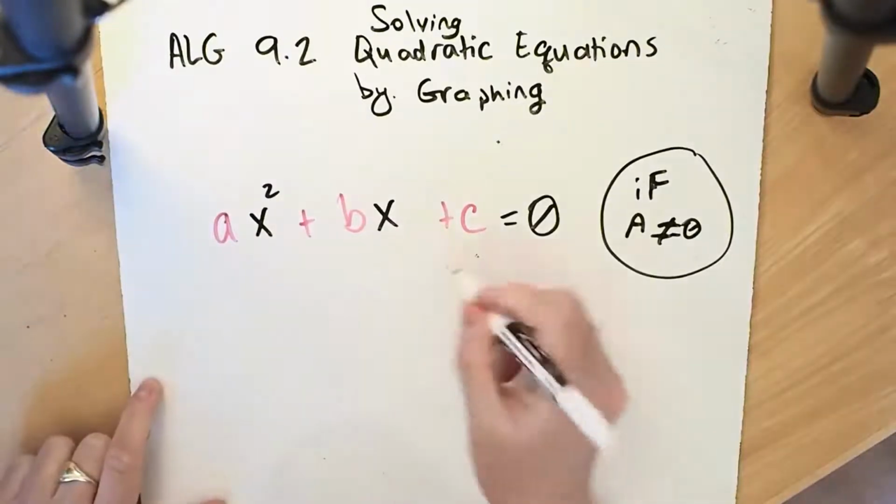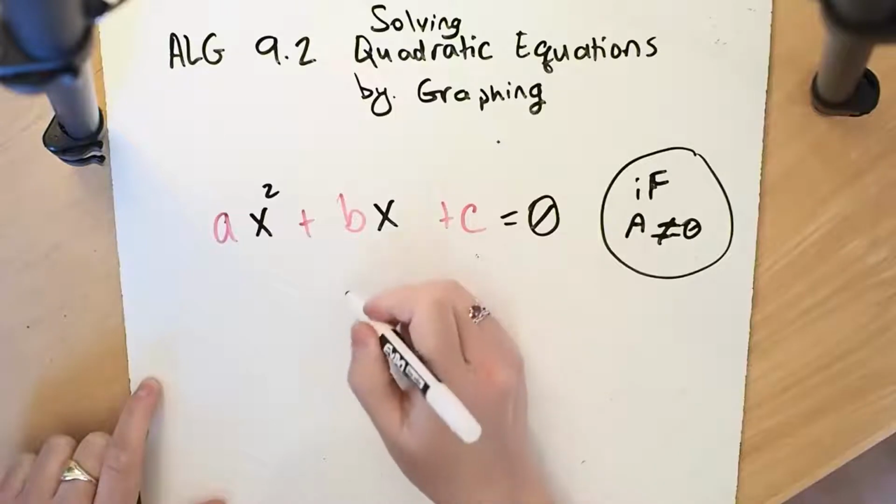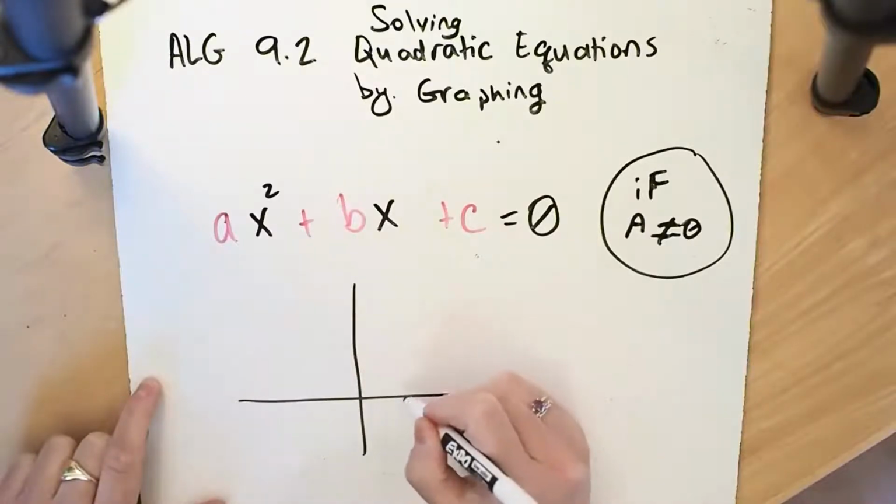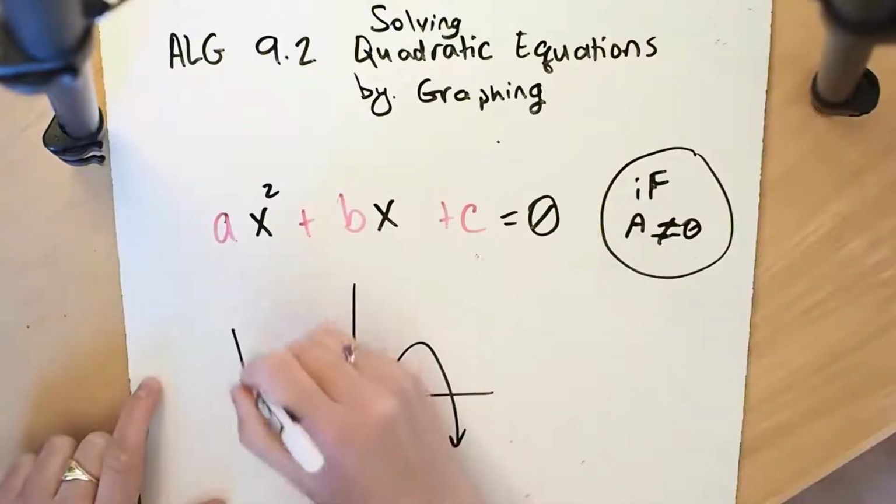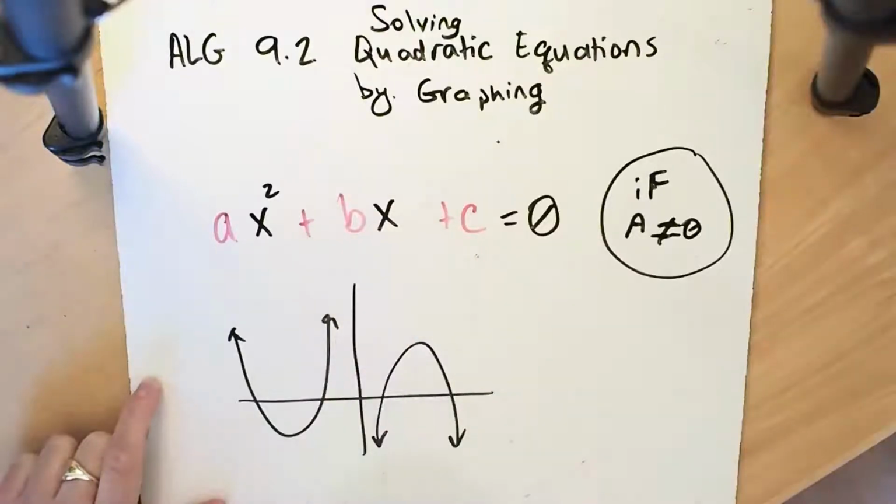We remember that if we were to graph this equation, it would turn out to be a parabola of some sort. So it's going to look like this, or it could look like this. It could be transformed, stretched, shrunk in any way.